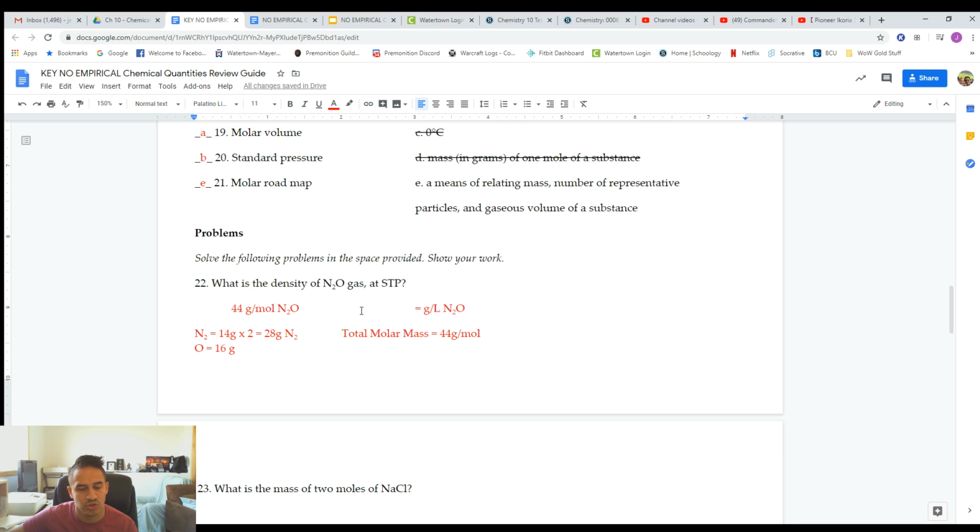And we're going to convert this into grams per liter. So basically, we're just converting moles into liters. And since this gas is at STP, we can use molar volume to do that, okay? So molar volume is 22.4 liters per mole. And that's a conversion factor we can use to cancel out units of moles and get into units of liters.